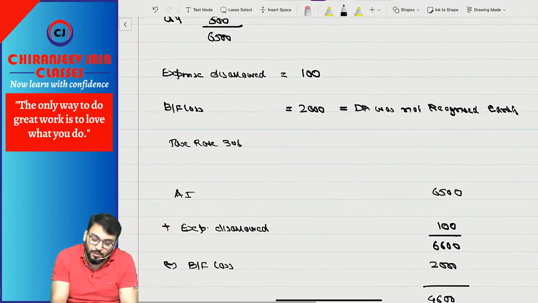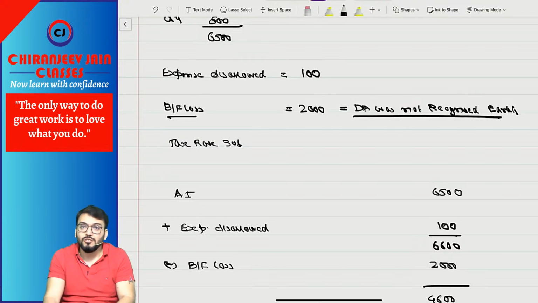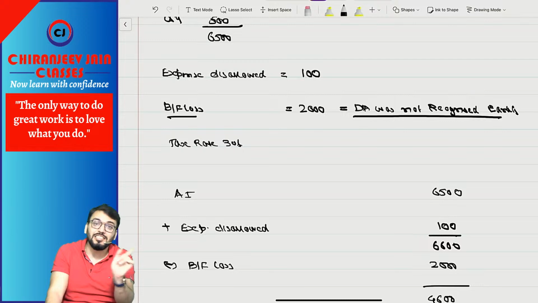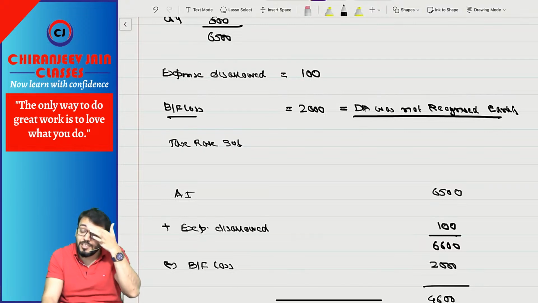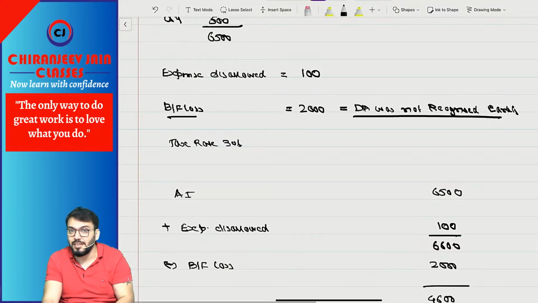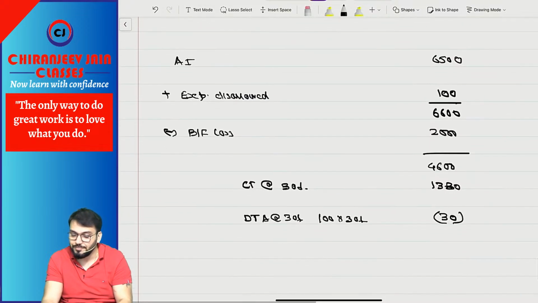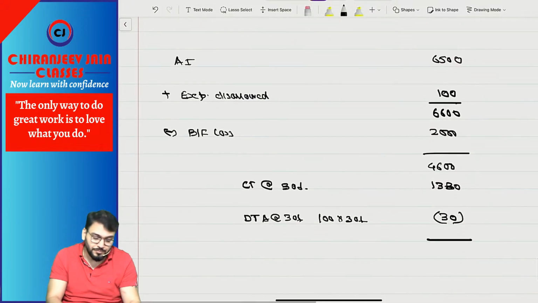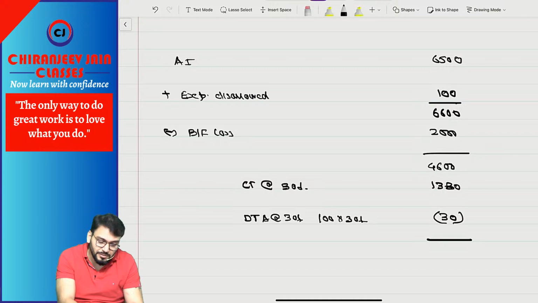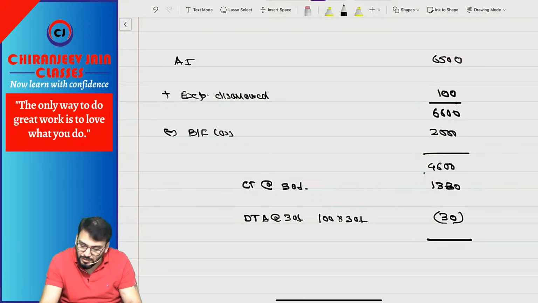Now for brought forward losses, DTA was not recognized earlier. So if DTA was not recognized earlier, there is no question of reversing it, and therefore no reversal will be done for this point. I think this type of question we have done in the class. So this becomes how much? 1380 minus 30, so 1350.